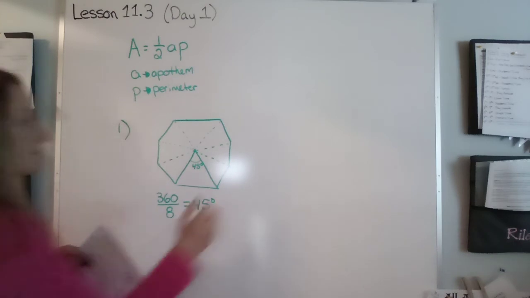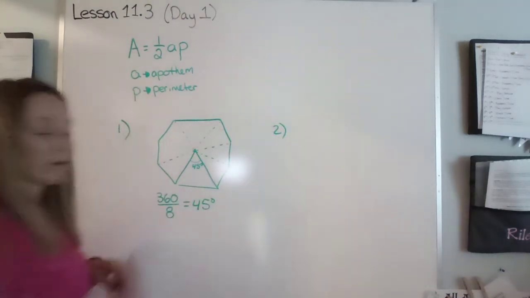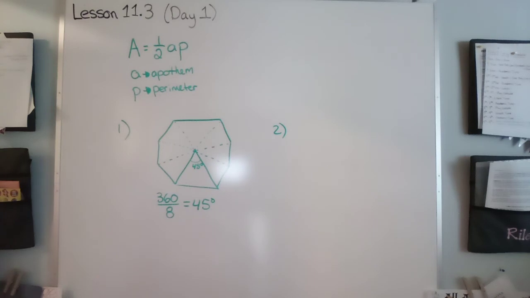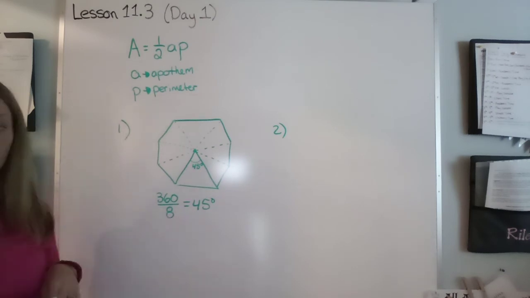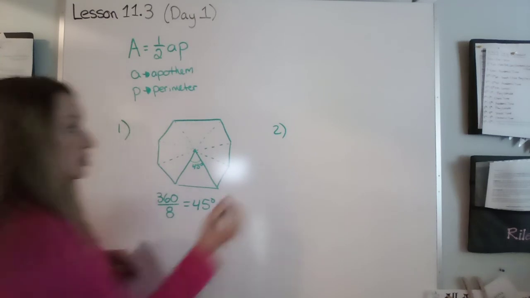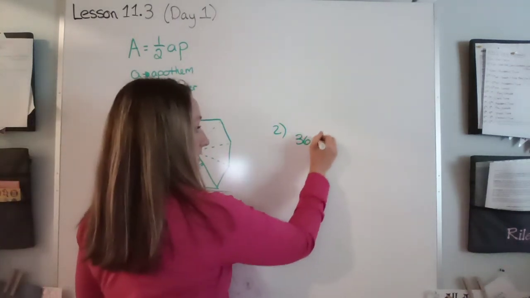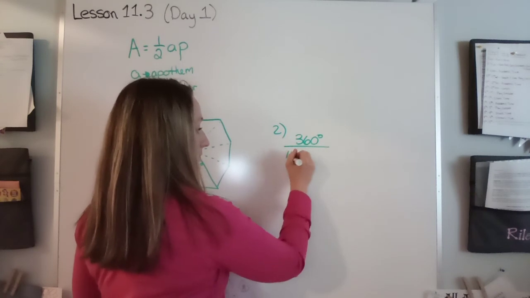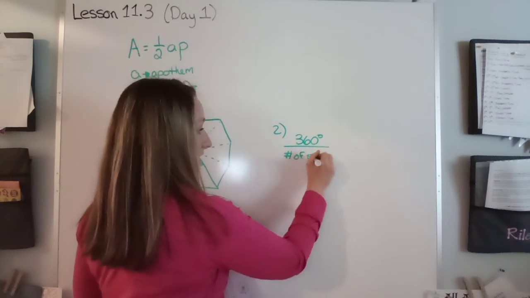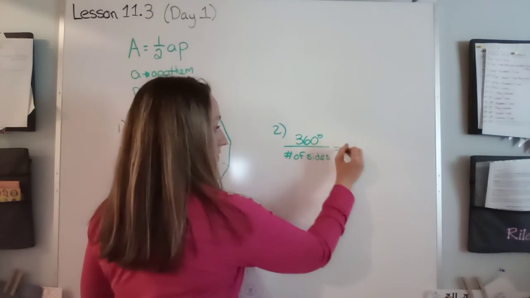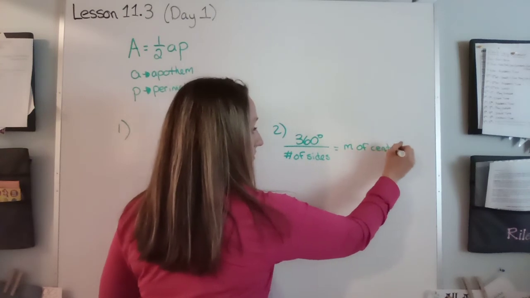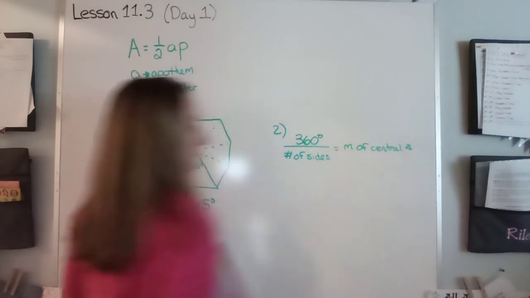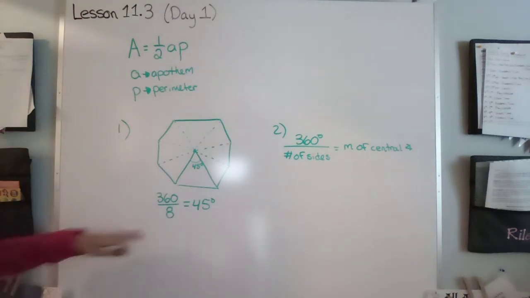Okay. So this time they're giving you the measure of the central angle. They want to know the number of sides. Think about the relationship. This figure had 8 sides. I divided 360 by 8 to figure out the central angle is 45 degrees. So the relationship would then be 360 divided by the number of sides is equal to the measure of the central angle. All right, isn't that what we did here?